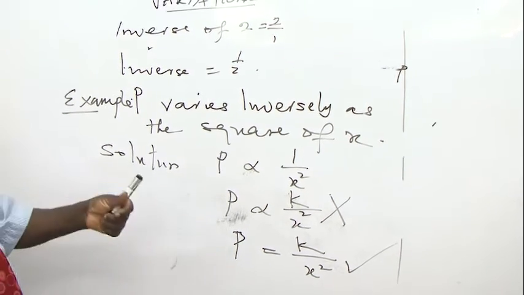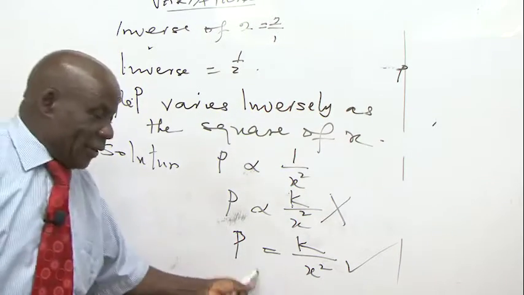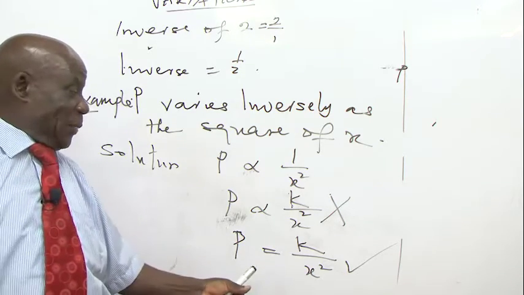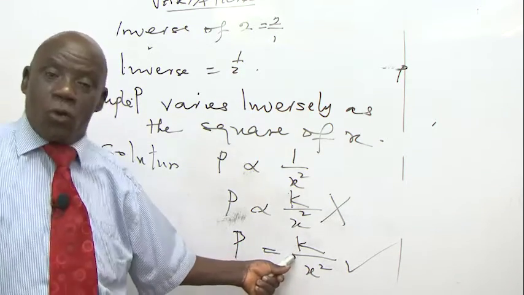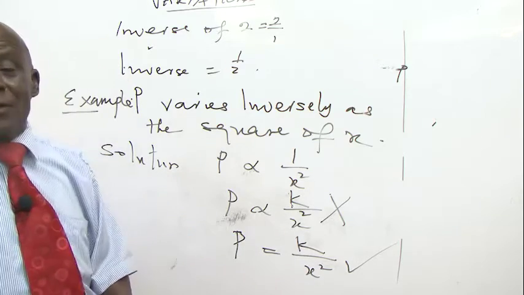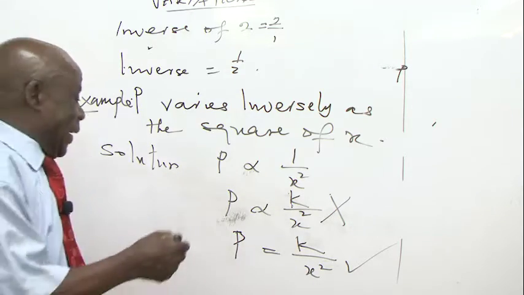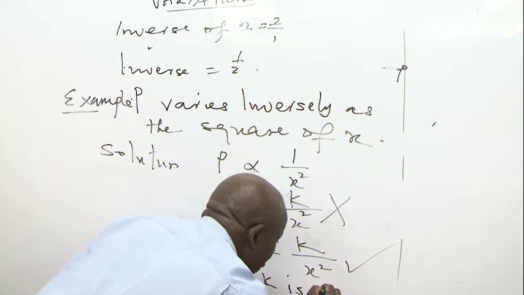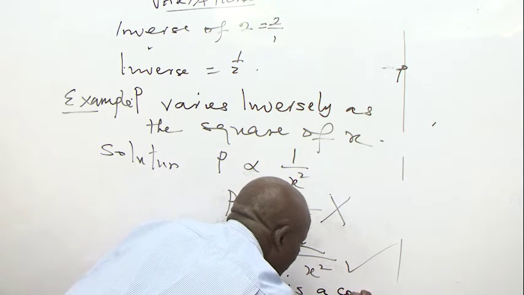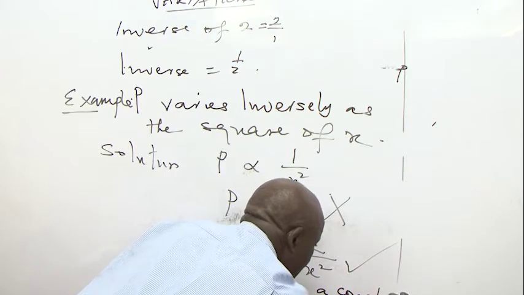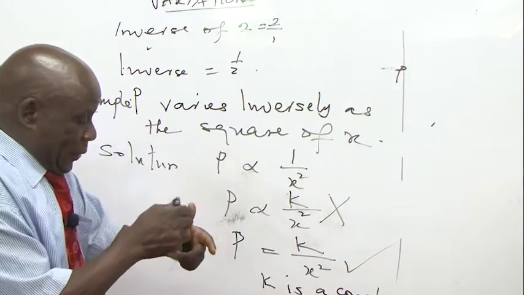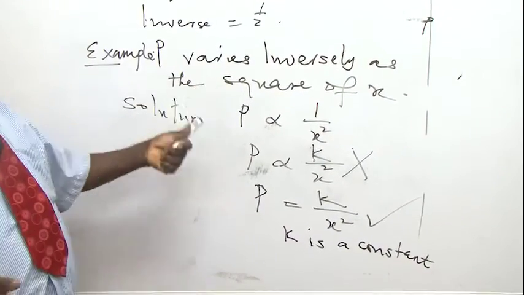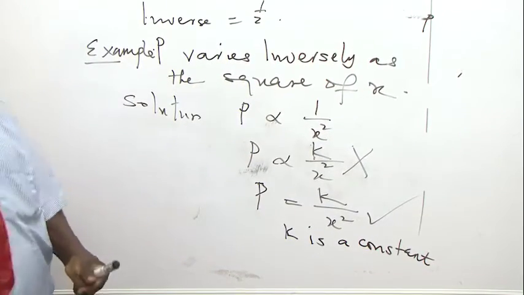P varies inversely as the square of x. This is the relationship. Not the equation connecting them fully because K is unknown. You write it down for them so that you let them know that you know mathematics. Say K is a constant. K is what? K is a constant. Don't say arbitrary. K is a constant. Now that is that. That's the interpretation of this. P varies inversely as the square of x.